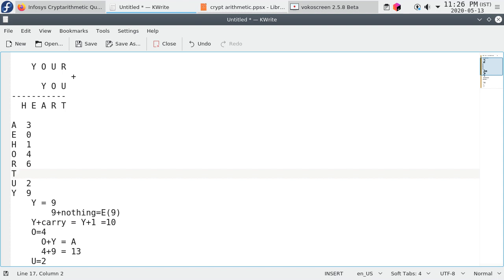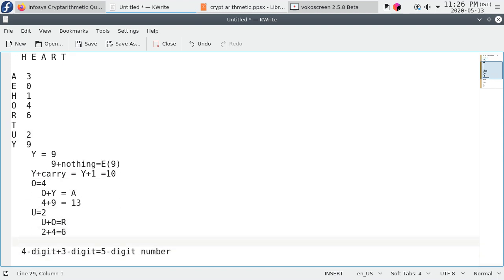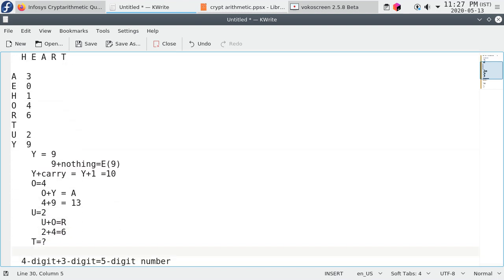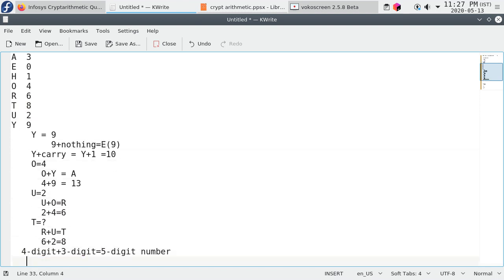Now we need to find the value of T. What is the formula? R plus U equals T. What is the R value? Here it is 6, and the U value is 2. Six plus 2 equals 8. Is 8 repeated anywhere? No. So the T value is going to be 8. That's how to solve this.